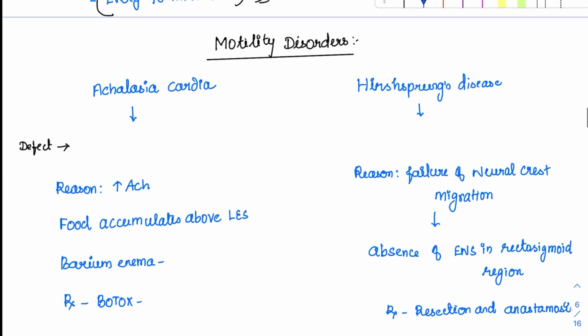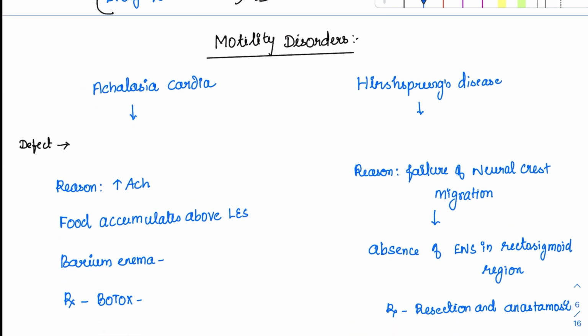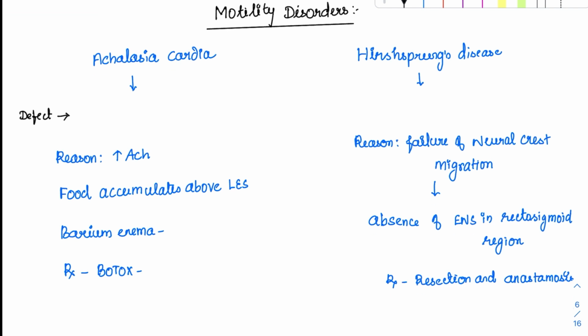Coming to the motility disorders, there are two very important motility disorders. One is achalasia cardia, another one is Hirschsprung's disease. So let's try to understand what is the defect in each of them. First, coming to achalasia cardia, what is the defect?